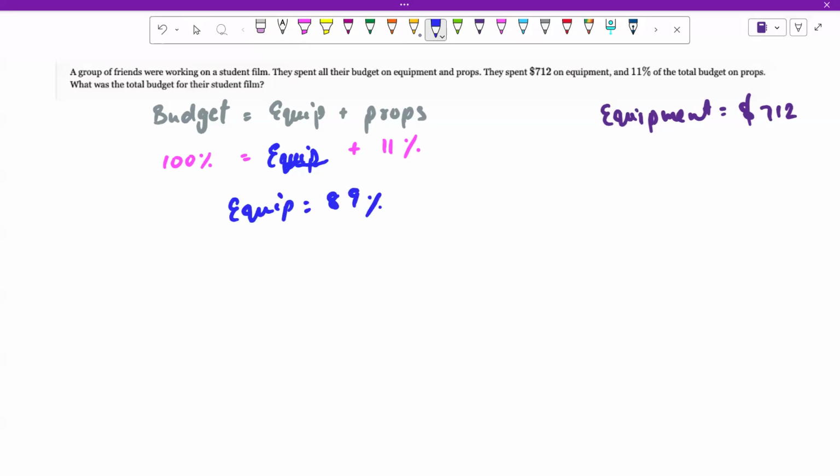Now, we will have to analyze from the question what they are giving in terms of what. If the equipment percentage is given, it and the equipment money are related. If the prop percentage is given, the prop money is related. But in this case, equipment money was given, and equipment percentage was not given. So that's why we actually had to find out the equipment percentage.